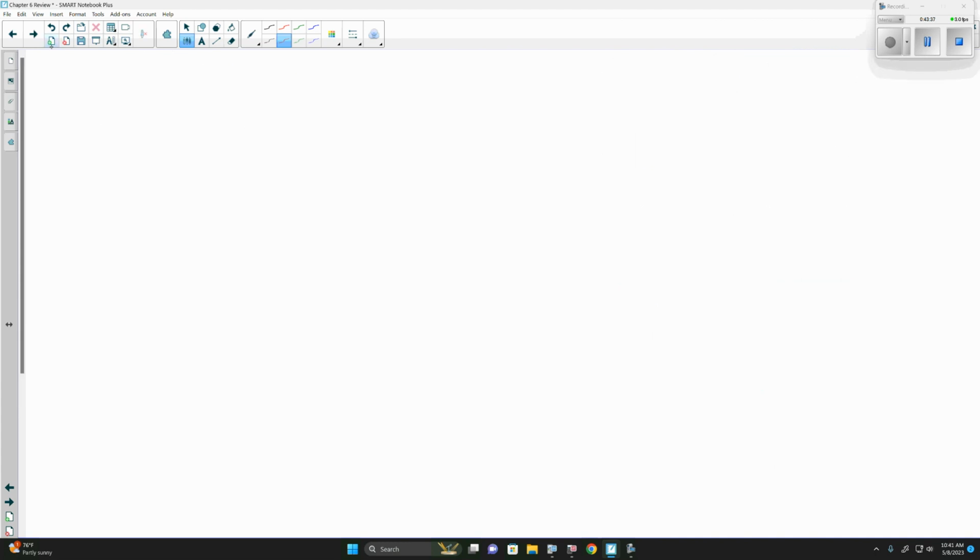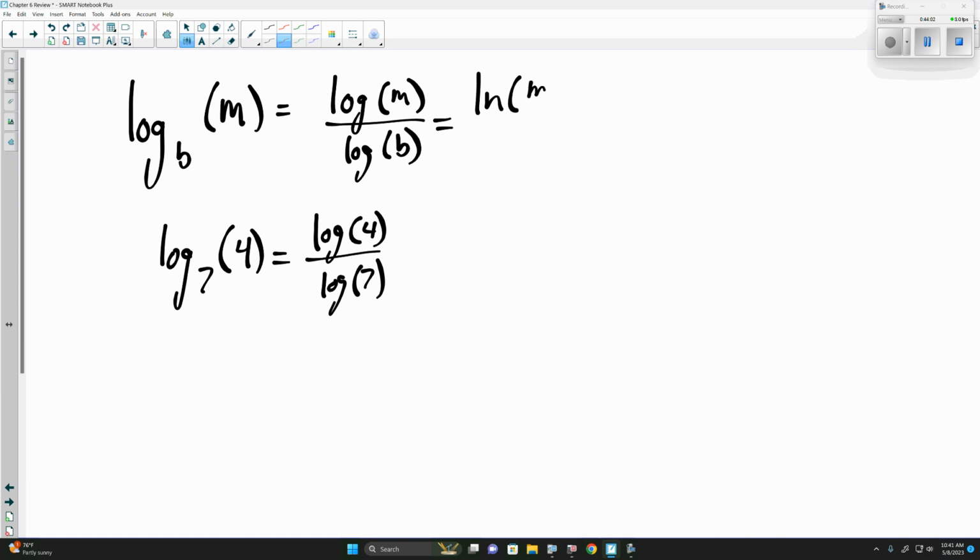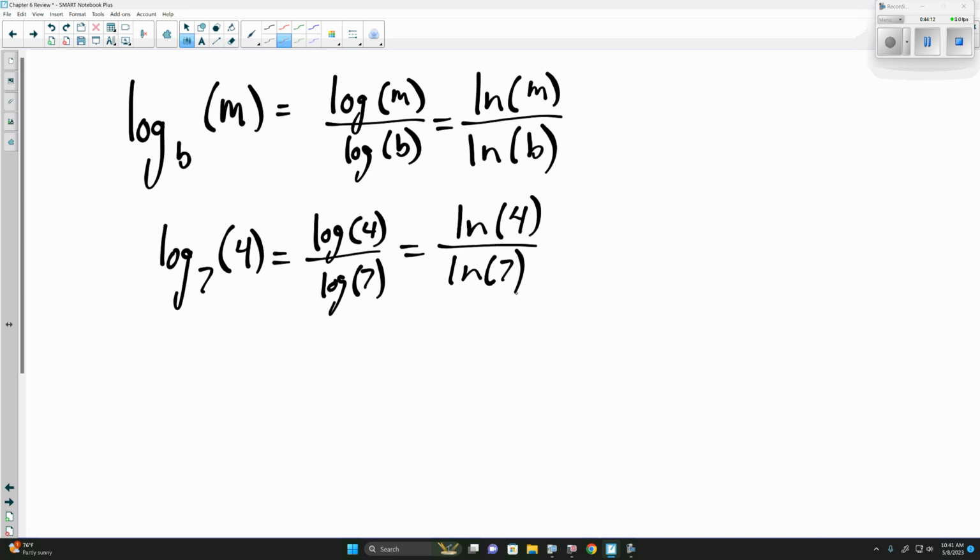One thing you definitely need to look over is our change of base. Log base b of m is the same as log of m over log of b. So log base 7 of 4 is going to be the same as log of 4 over log of 7. This is also true with the natural log. So for this one here, we could rewrite it as the natural log of 4 over the natural log of 7.